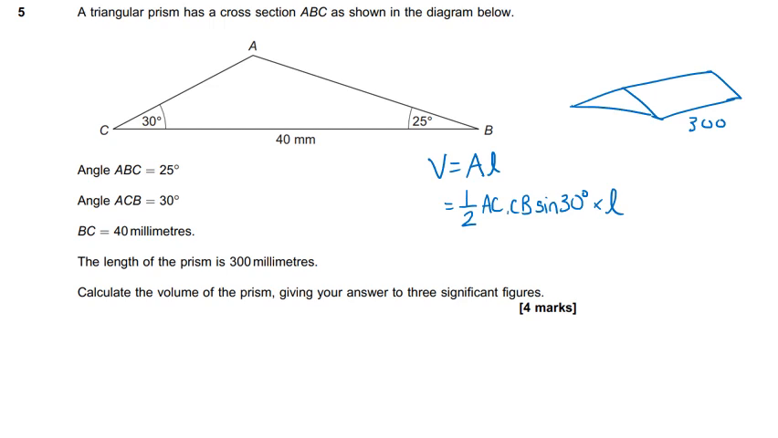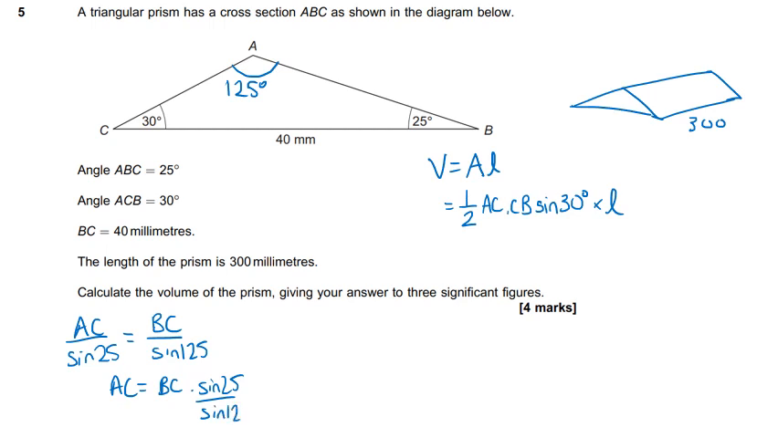Well, I can use the sine rule. If I've got two angles, I know that all the angles in a triangle add up to 180. So that allows me to find this angle, which is 180 minus 30 is 150, minus 25 is 125 degrees. So I can say that AC, which I'm going to need, divided by the sine of the opposite angle, which is 25, is going to be the same as BC over sine 125. So AC is BC times sine 25 over sine 125. So I'm going to take that value, substitute it in there, and then just put all the values in.